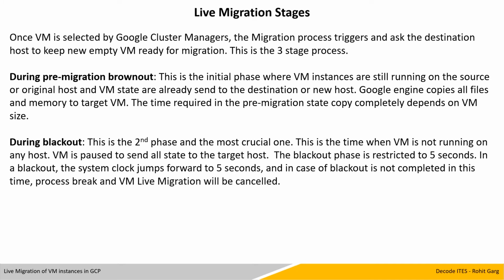Next is blackout. This is the second phase and the most crucial one. This is the time when the VM is not running on any host. The VM is paused to send all state to the target host. The blackout phase is restricted to 5 seconds. In a blackout, the system clock jumps forward by 5 seconds, and in case the blackout is not completed in this time, the process breaks, the VM live migration is cancelled, and the machine comes online on the original host only.